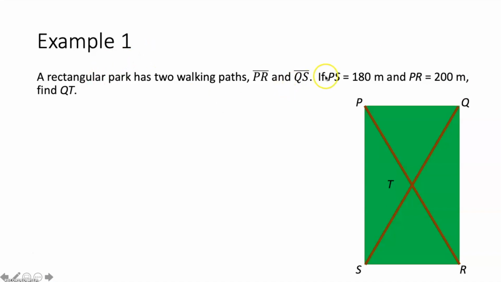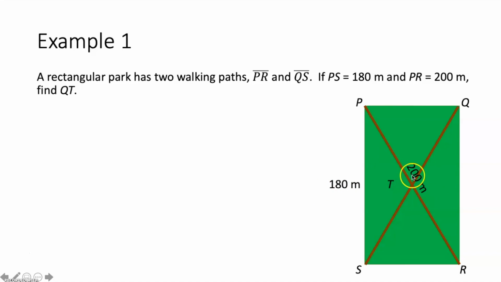your instructions have some measurements, you want to label your figure. So it says the measure of segment PS is 180 meters. So for the measure of segment PS over here, we're going to put 180 meters. It also says the measure of segment PR is 200 meters. So we look at this diagonal and we're going to put 200 meters on that segment.